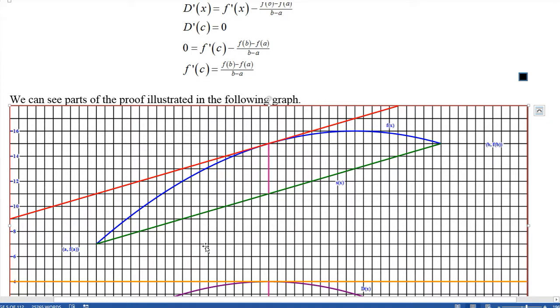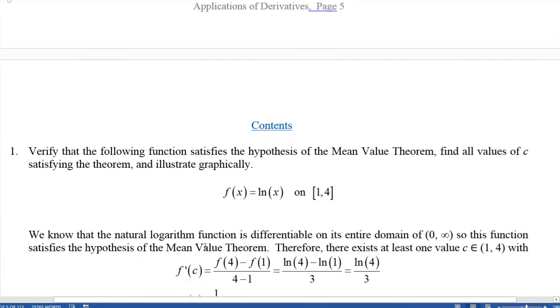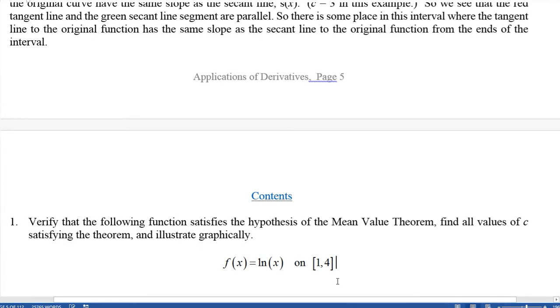Okay, so with that in mind, if you haven't already worked this problem, try it now. Press pause.